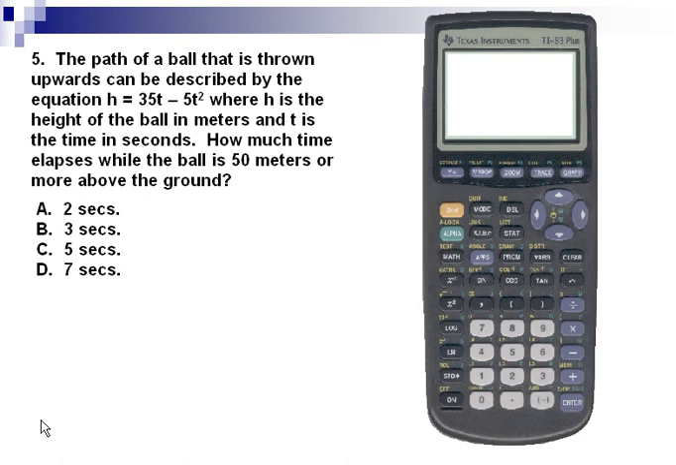Number 5. The path of a ball that is thrown upwards can be described by the equation h equals 35t minus 5t squared, where h is the height of the ball in meters and t is the time in seconds. How much time elapses while the ball is 50 meters or more above the ground. Our equation here is h equals 35t minus 5t squared. The problem asks us about the time when the ball is at 50 meters, so we need to substitute in 50 for h.